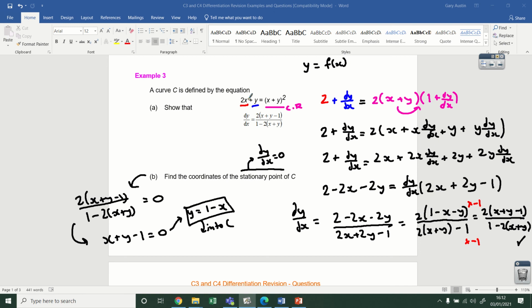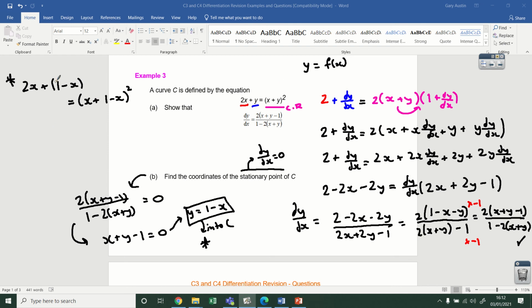Right, so let's write this again, but replace all the y's. So I'm going to do that over here, to get some space. So what have I got? 2x plus, and then y is 1 minus x, and then that equals x plus, and then y is another 1 minus x, and that's all squared. Okay, so that's substituted in.